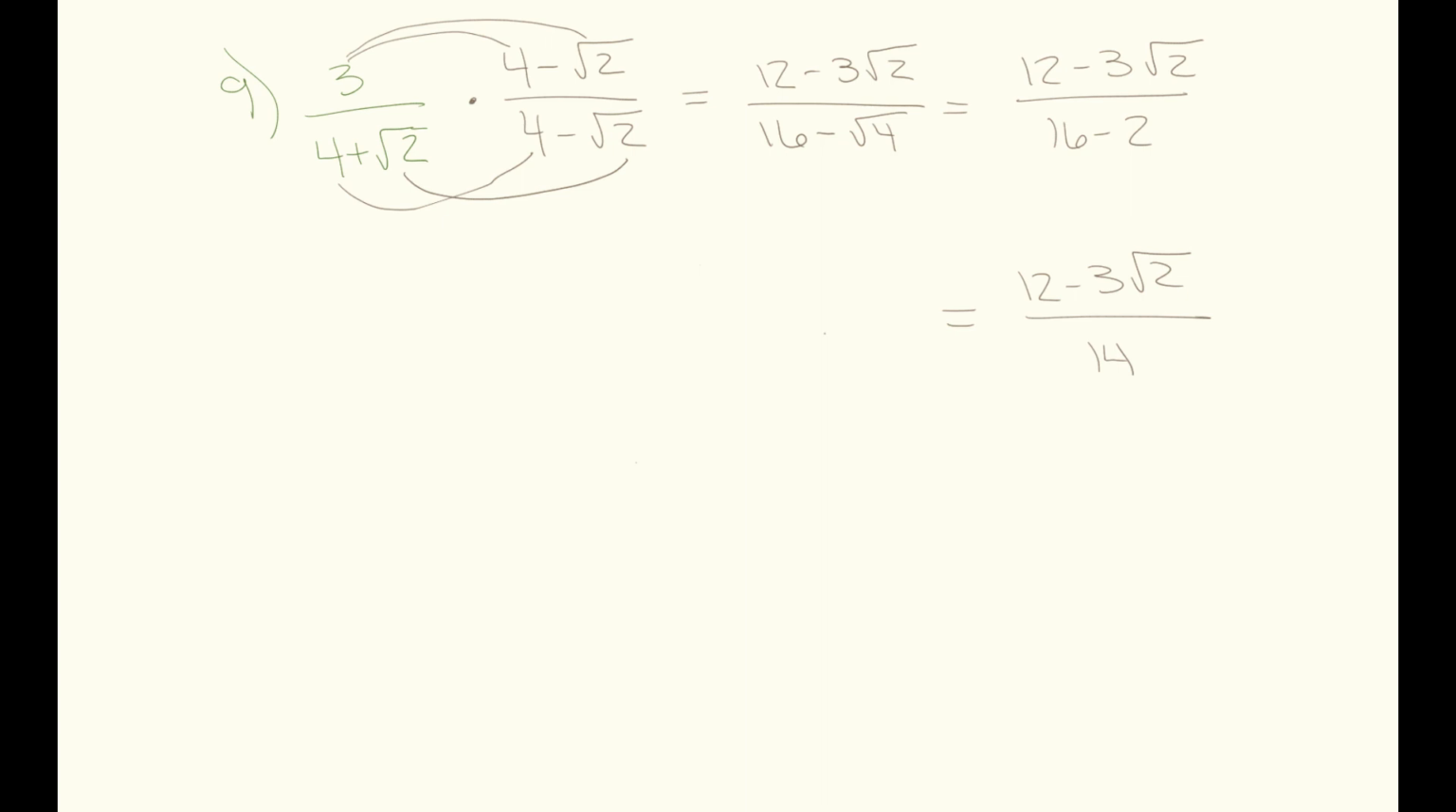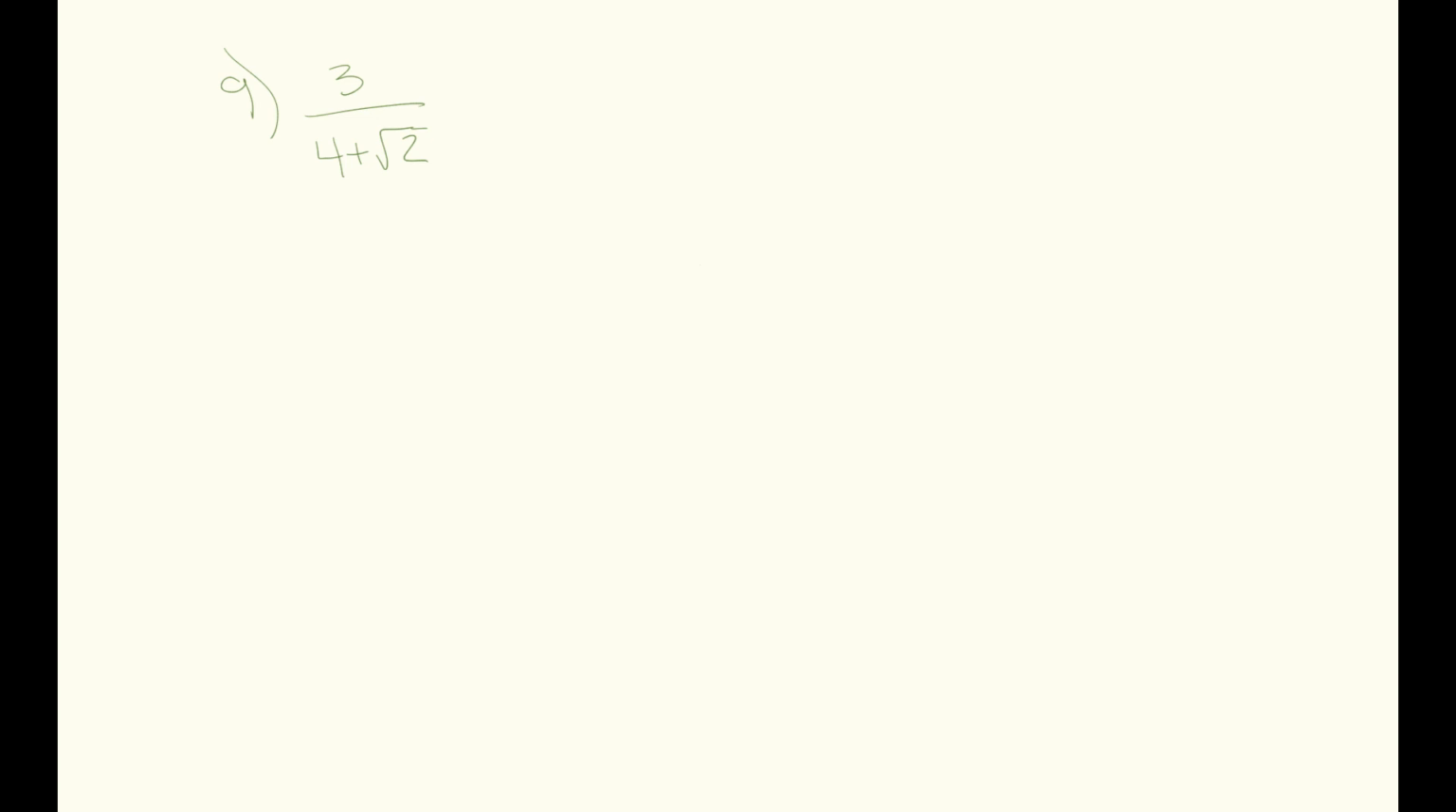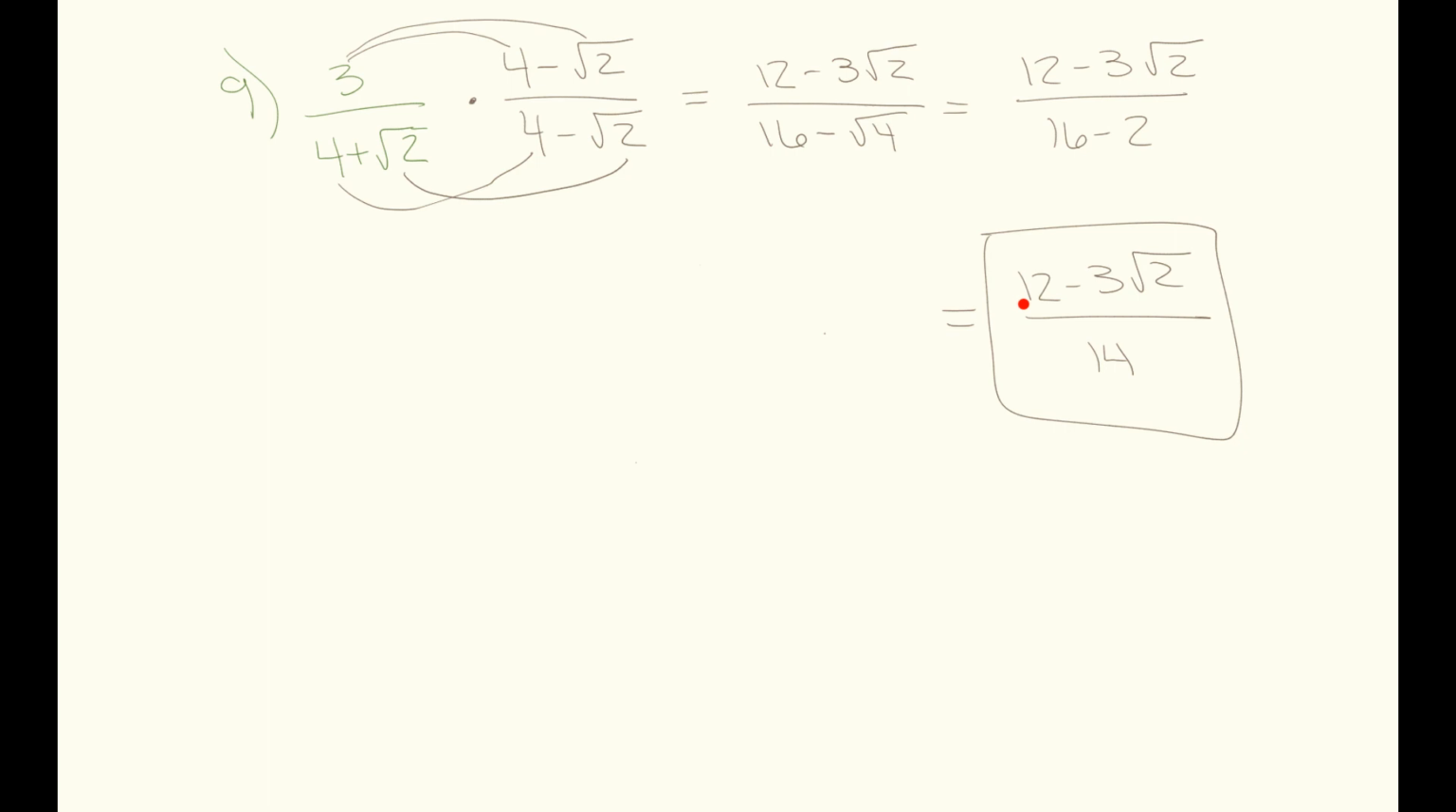I know a lot of students think that I should simplify the 12 and the 14. I can't, because unless all 3 coefficients outside of the radical were divisible by 2, I could do that. But since this 3 is not, I can't. It has to be all or none.